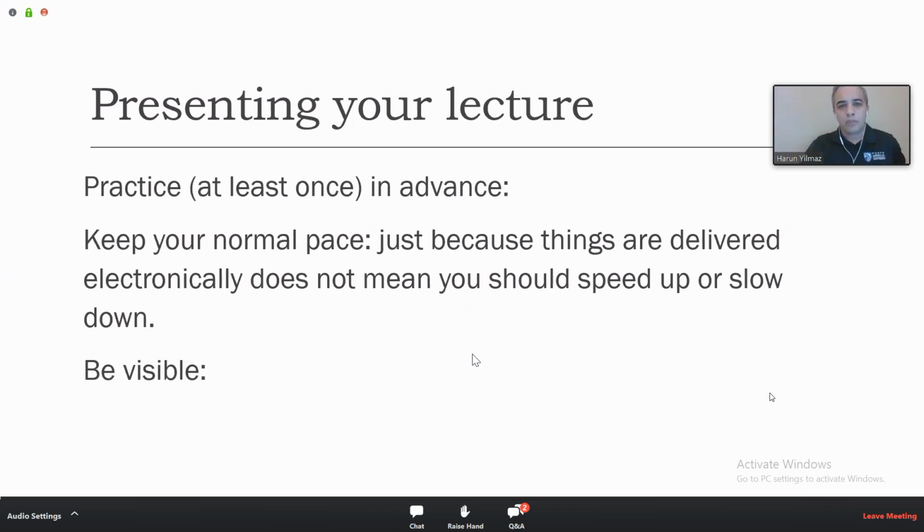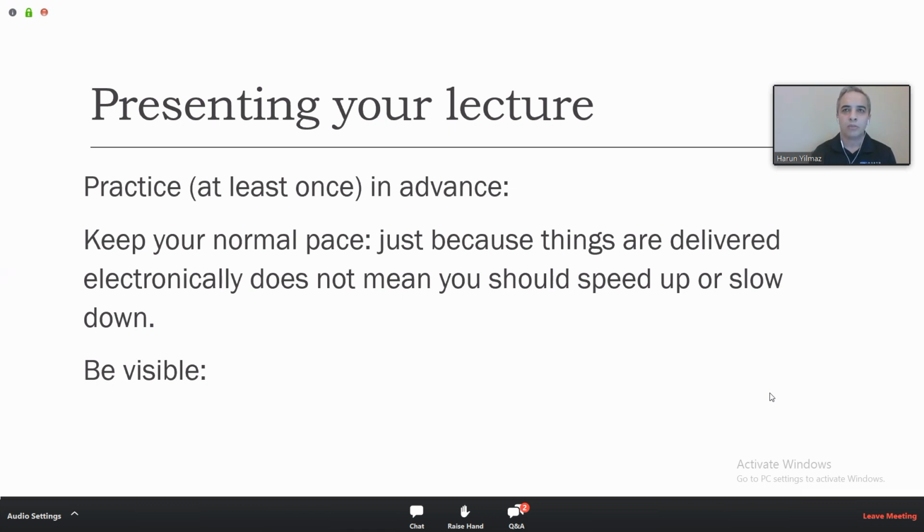And in terms of presenting your lecture, you need to practice in advance, okay? So you need to see your strengths and weaknesses when you are presenting your lecture in an online environment. Keep your normal pace, and just because things are delivered electronically doesn't mean you should speed up or slow down. So you act like yourself.